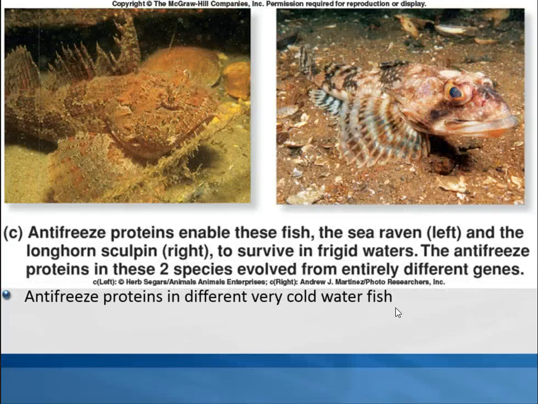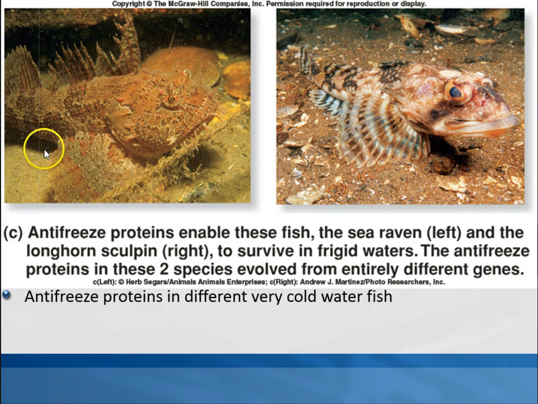And then the last one, here you have the sea raven and a longhorn sculpin. And these guys live in very, very cold waters. They both have these proteins in their blood that keeps the blood from freezing. They're called antifreeze proteins. There are lots and lots of these. These are just two examples, but these antifreeze proteins have evolved in many different lineages independently. They're very helpful, and cold water is a huge pressure.